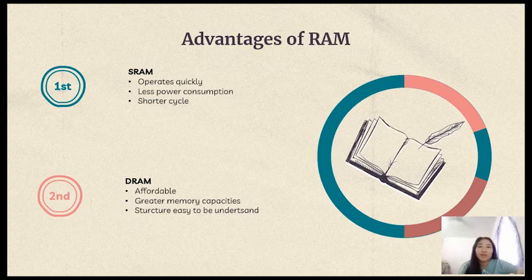The next one is DRAM, which stands for Dynamic Random Access Memory. It has a low cost of manufacturing, but at the same time, it also provides greater memory capacities, which allow users to build a large RAM space system. Besides that, DRAM also provides a straightforward structure, so people will easily know and understand how it works.